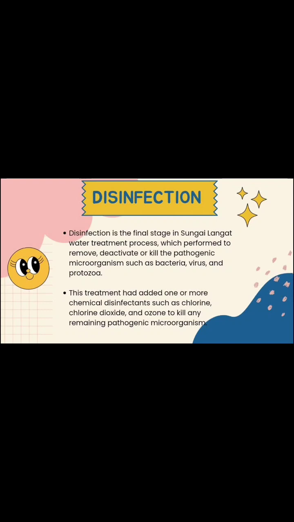This treatment adds one or more chemical disinfectants such as chlorine, chlorine dioxide and ozone to kill any remaining pathogenic microorganisms. Among the ways of physical disinfection is by using ultraviolet light, electronic radiation and heat. The method used for this process should be harmless and not displayed to the consumer, and be able to retain a residual disinfecting effect for a long period.